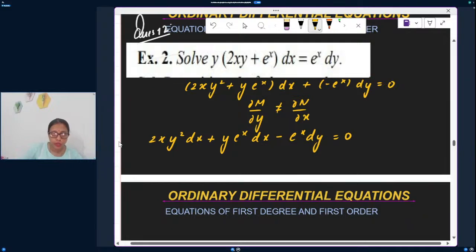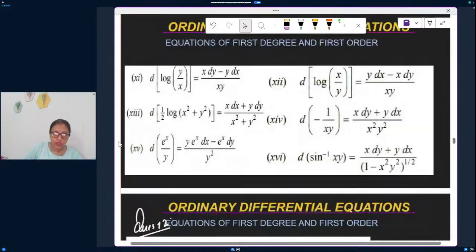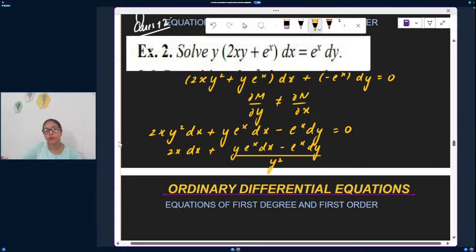So what we can do here is divide by y square, because this part where you have e raised to the power x reminds us about this formula where I need y square in the denominator. So it becomes 2x dx plus y e raised to power x dx minus e raised to power x dy, divided by y square. Thinking about dividing by y square will only come if you have all the formulas in your mind and it reminds you about that formula.